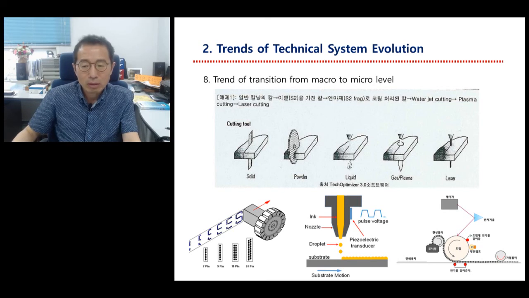Next, water jet cutters using liquid water were developed. Then plasma and laser cutters were developed. The history of print development is similar. At first, dot printers using a solid-shaped puncher were developed, after which inkjet printers using liquid were developed, and now laser printers are developed.